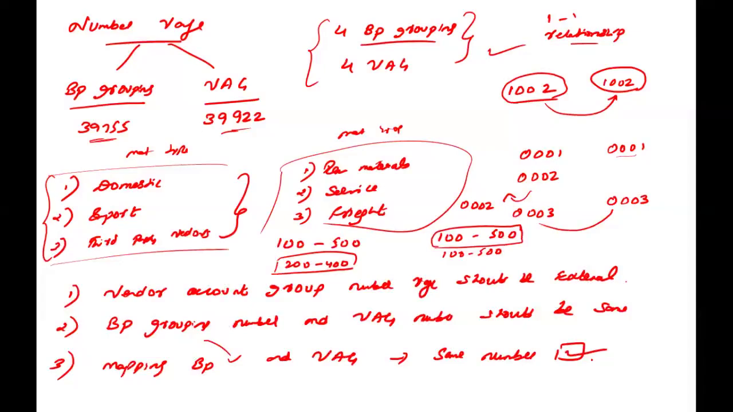Otherwise, if you want to keep BP number and vendor account group number different, you don't want to follow these three prerequisites. Okay, so these are the important prerequisites for the number range. First point, we will be doing a BP grouping and vendor account group. We will do the mapping and we will follow this prerequisite. Okay, so this is what we are going to do today.